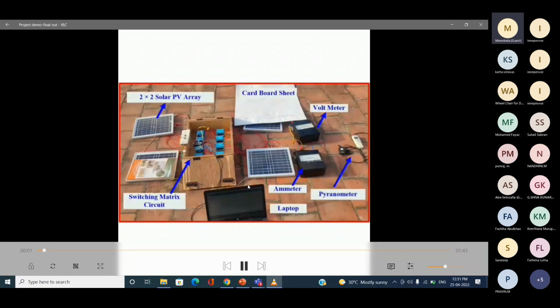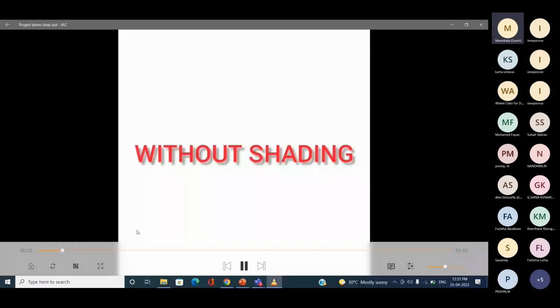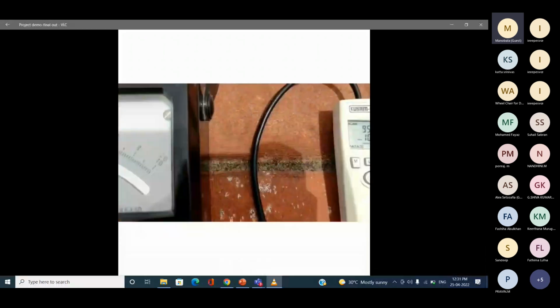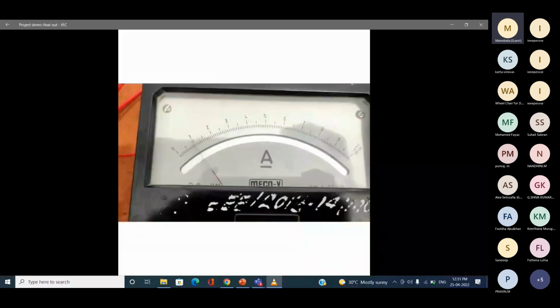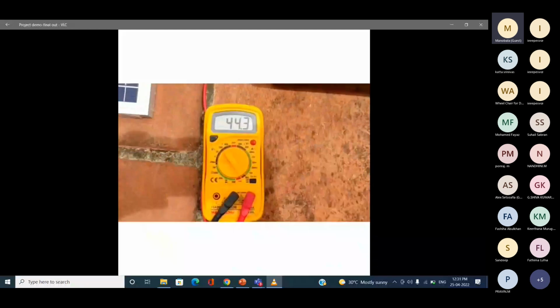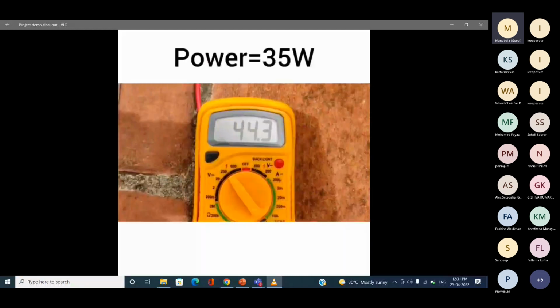This is the experiment setup of our project. Without shading conditions, the solar radiation level is around 1000 watt per meter square. So the current is nearly 1 ampere and the voltage is 44.3 volts. So the total power is 35.